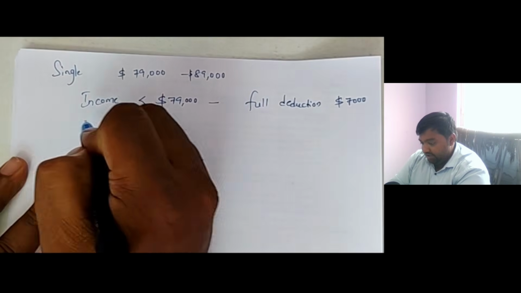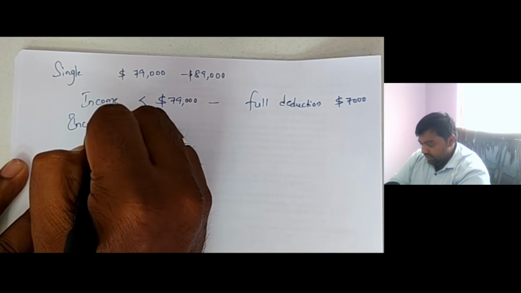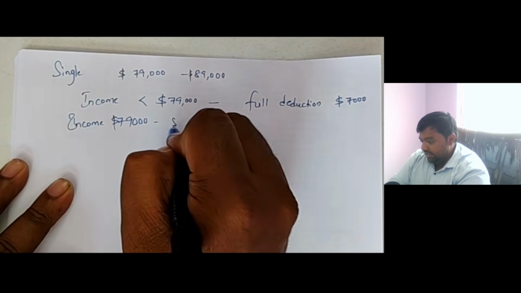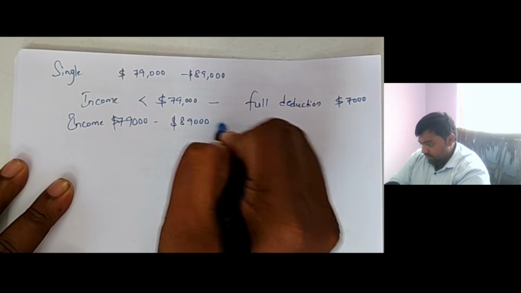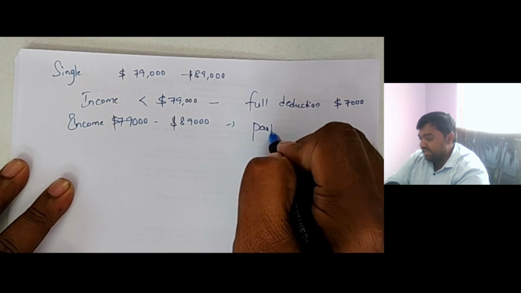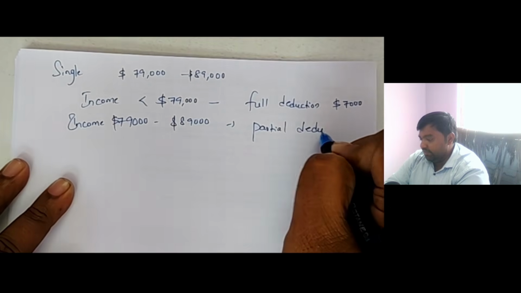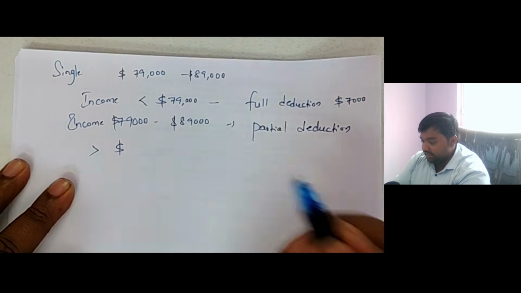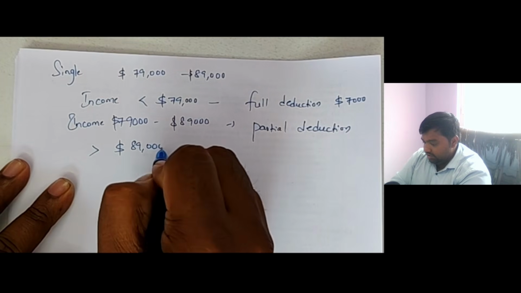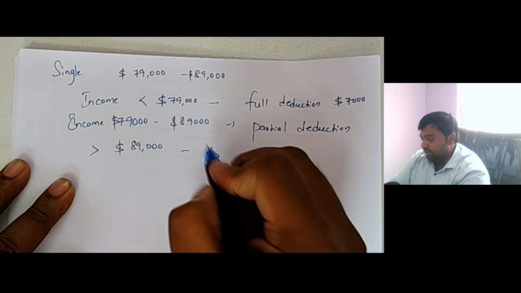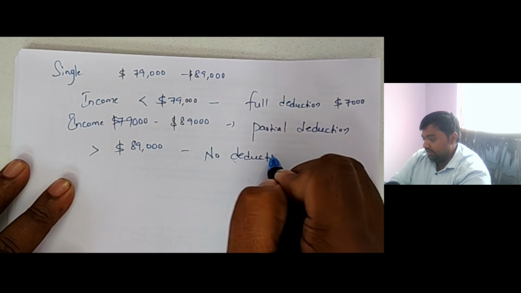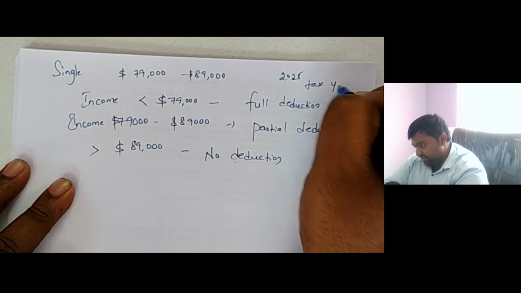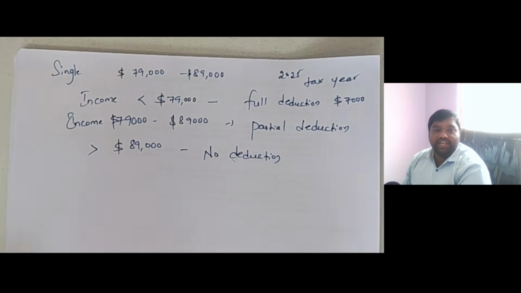Let us say if your income is falling between 79,000 US dollars and 89,000 US dollars, then you are eligible for only a partial deduction, partial adjustment you can say. If your income is greater than 89,000 US dollars, there will be no deduction. This is for the 2025 tax year. Remember, all the limits we discussed in the videos are for the 2025 tax year.